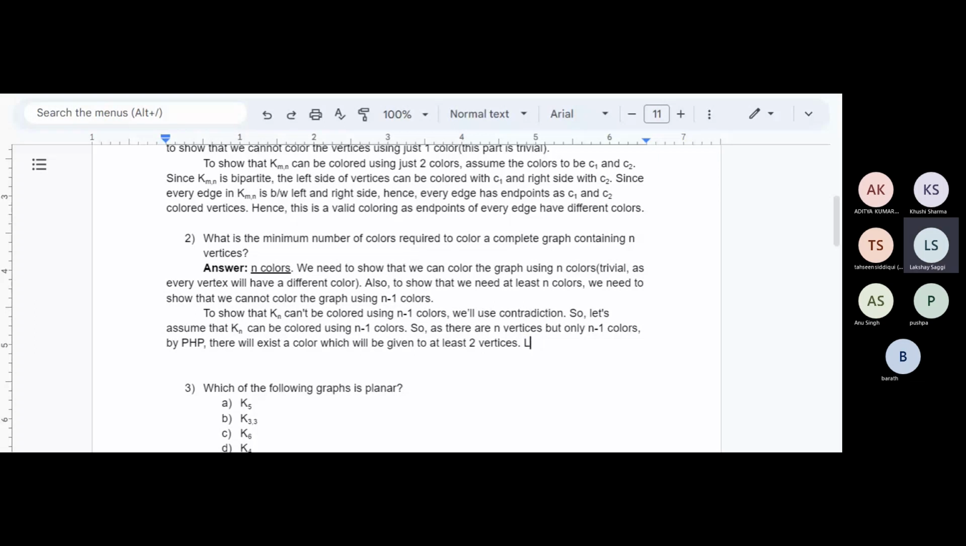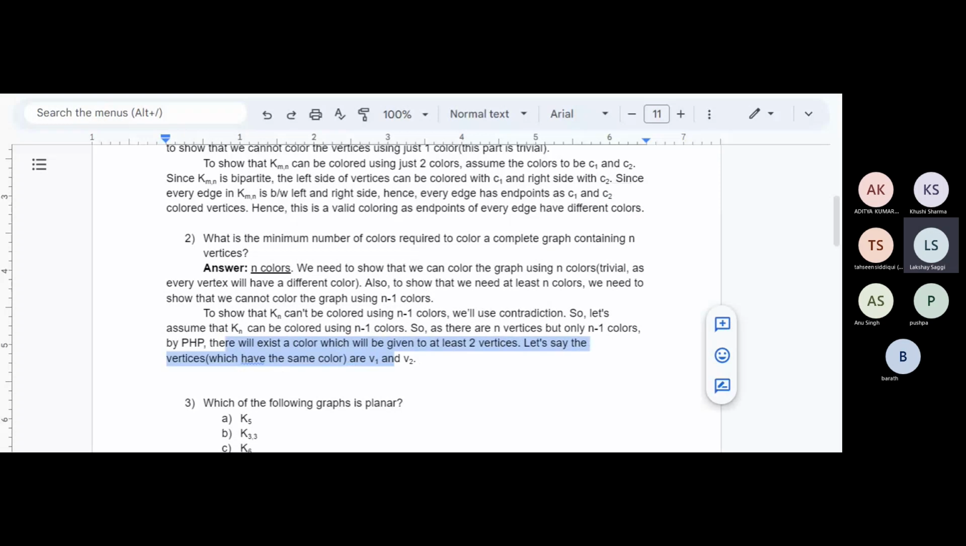So let's say the vertices are v1 and v2. But what we have said till now is that by the pigeonhole principle there will exist a color which will be given to at least 2 vertices. So these 2 vertices have the same color. Let's say the vertices which have the same color are v1 and v2.